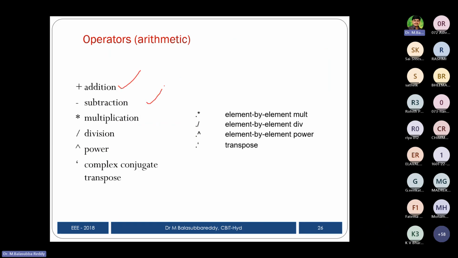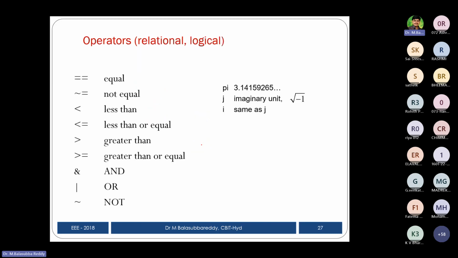Addition means you can use plus, then multiplication, then division, power you have to use, conjugate transpose, you can make it as a, then dot. What is the meaning of dot in the star symbol? Element by element multiplication, then dot slash is element by element division, dot power is element by element power, and transpose. So like that, the dot operations are already known to you, and the relational and logical operators we already discussed in module 1. Equal means you have to use the double equal symbol.